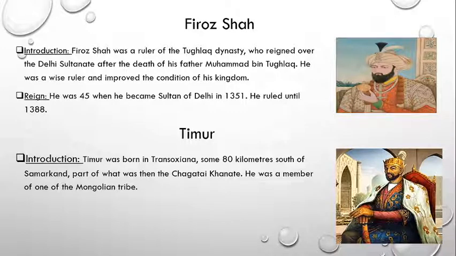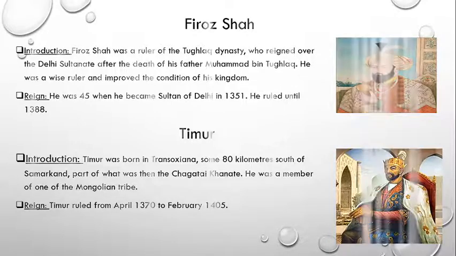Introduction. Timur was born in Transoxiana, some 80 kilometers south of Samarkand, part of what was then the Chagatai Khanate. He was a member of one of the Mongolian tribe. Transoxiana is called Uzbekistan in the present day. And Timur was also a member of one of the Mongolian tribe. Reign. Timur ruled from April 1370 to February 1405.